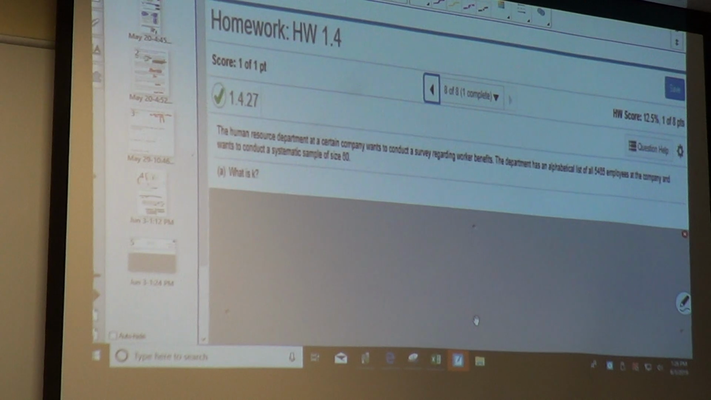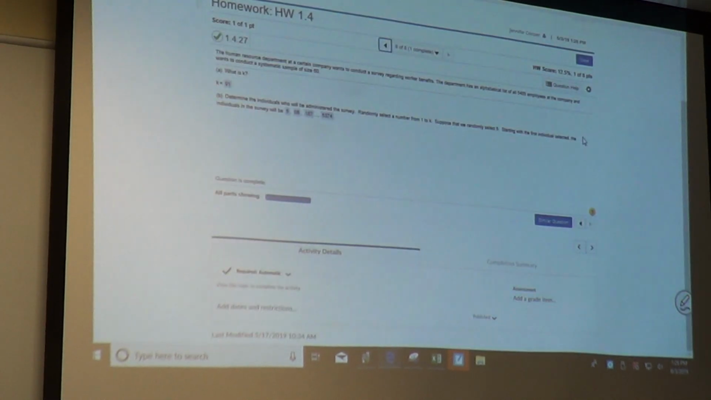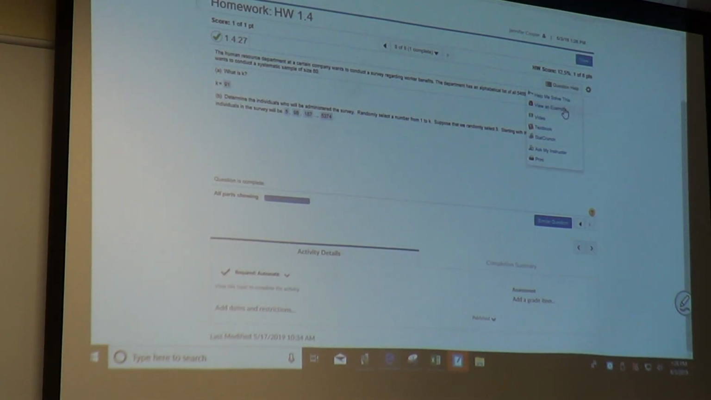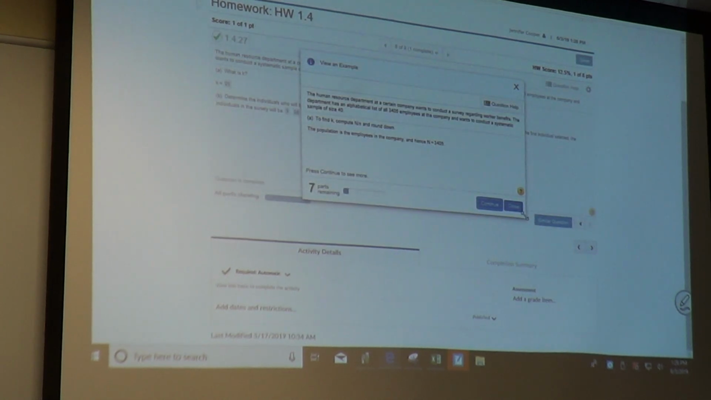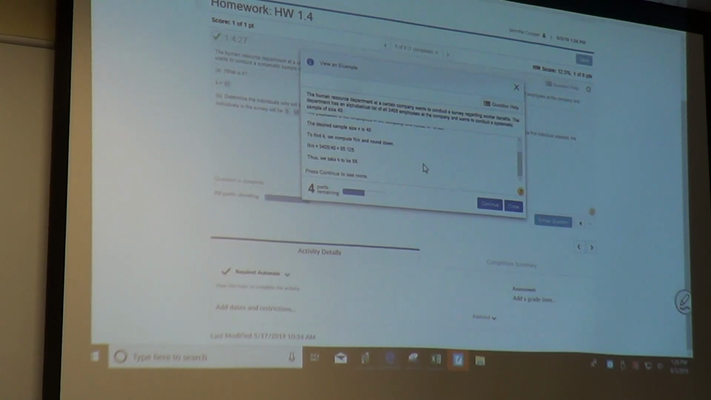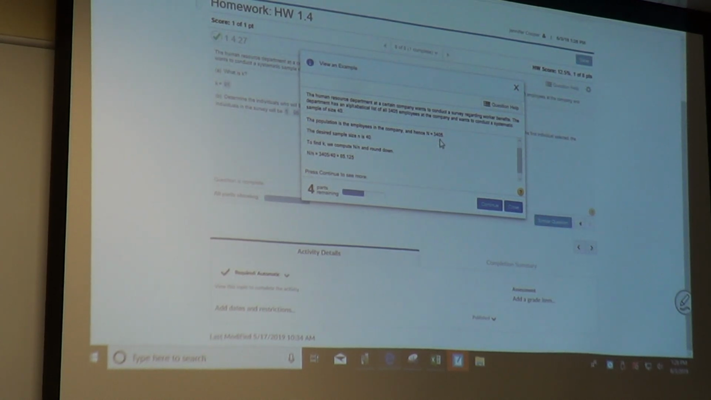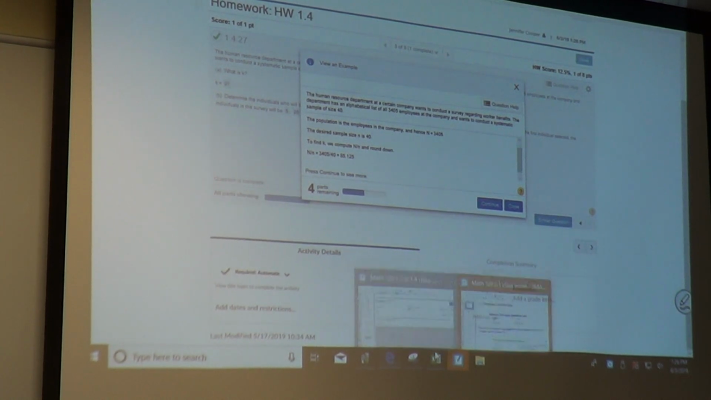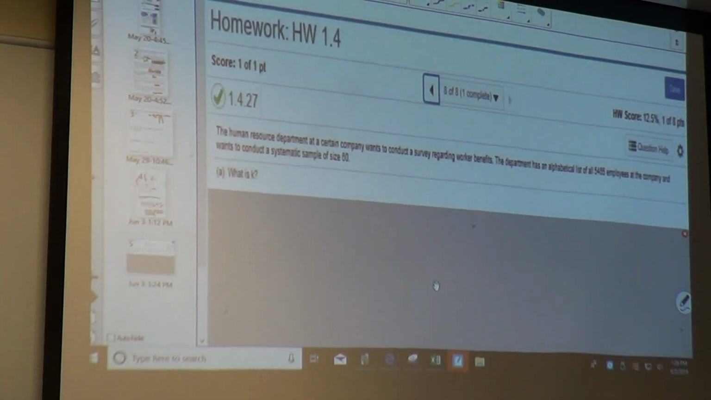Now, you can easily go in your homework and come to question help and say, view an example. And let me show you how easy. Maybe it won't let me. It says K is the big N over the little n. The big N is the number of employees, the little n is the sample size. So the big N is the population divided by the sample. So let's go back to our problem. The big N is the population, the little n is the sample.